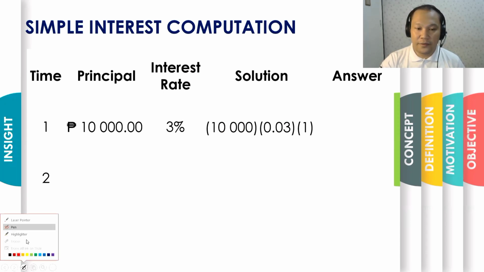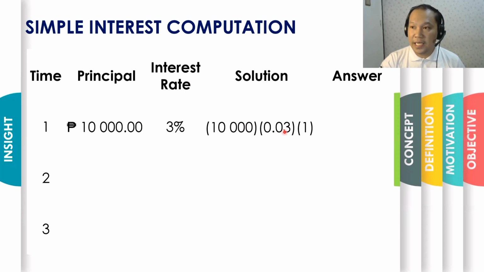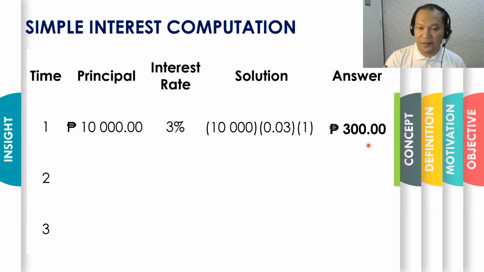times the rate. The rate is expressed in terms of decimal. Therefore, the 3% is now expressed in decimal. That is 0.03. And then multiply to the first year. Thus, the interest earned after 1 year is 300 pesos. And remember, each year, the money of Peter will earn 300 pesos.